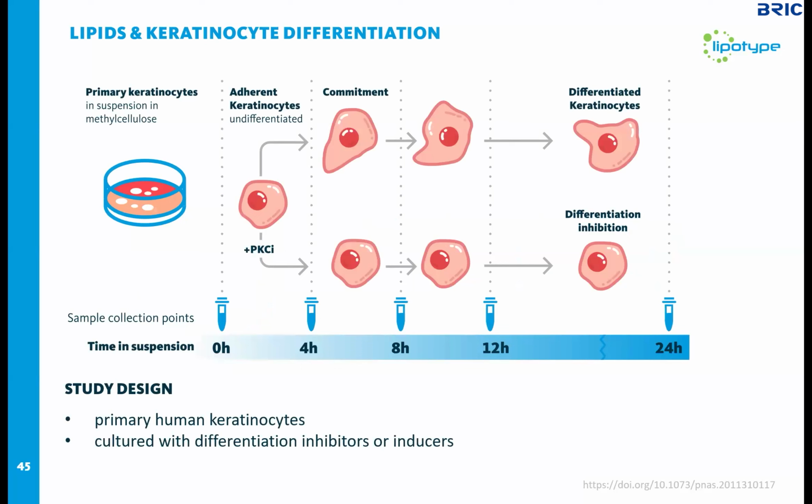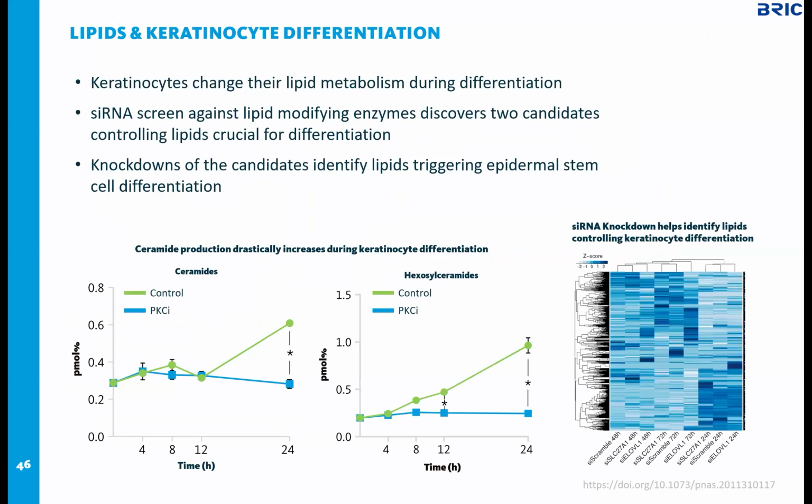So primary human cells have been cultivated for 24 hours, and different modulators and inhibitors of differentiation were used. The study shows that the main lipids influencing epidermal stem cell differentiation are ceramides and glucosylceramides, so actually precursors of ceramides.